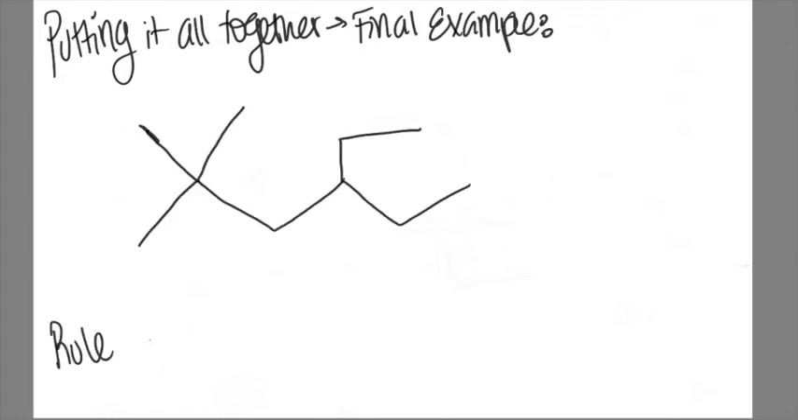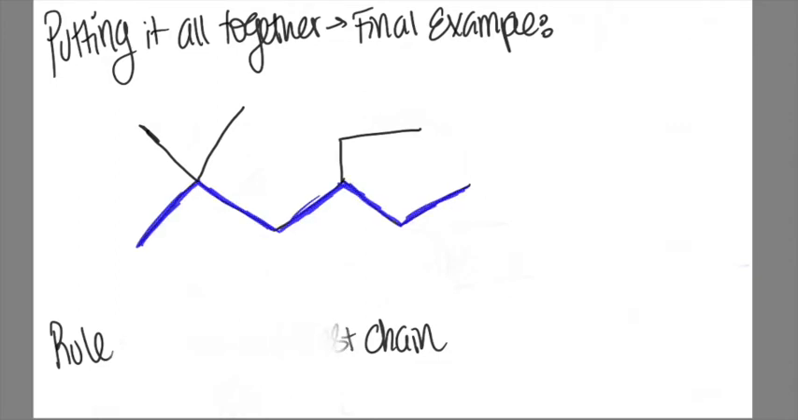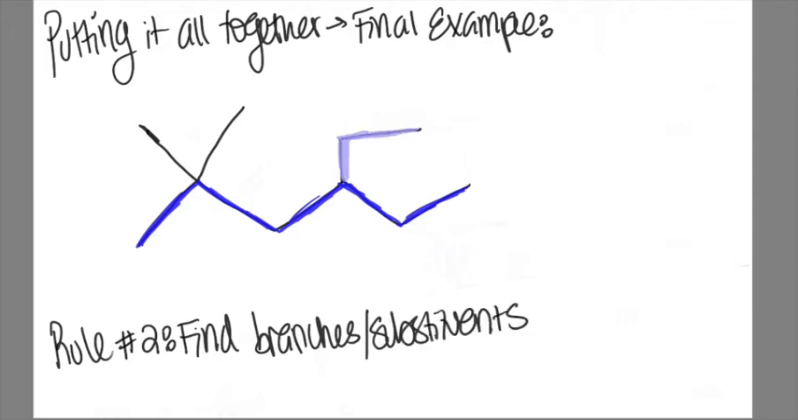Let's look at one final example where all of our rules come into play. With the following skeletal structure, we first find the longest chain in the compound, noted here in blue. Then we find the branches or substituents in our compound. We see we have 1 ethyl group and 2 methyl groups, for 3 total alkyl groups.